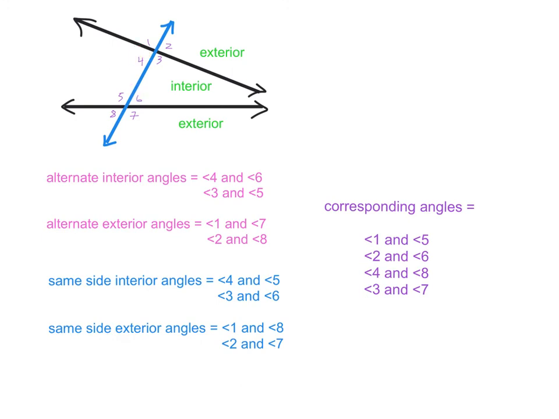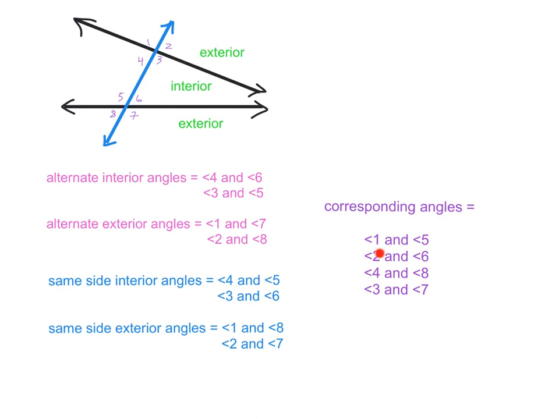Angles 4 and 6 are still on alternate sides of the transversal, and they are still in between the two other lines. So it doesn't matter that these lines are not parallel. 4 and 6 are still alternate interior angles. In fact, 3 and 6 are still same side interior angles. They're still between these two black lines, even though they're not parallel, and they're still on the same side of the transversal.